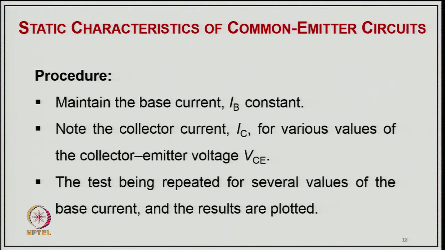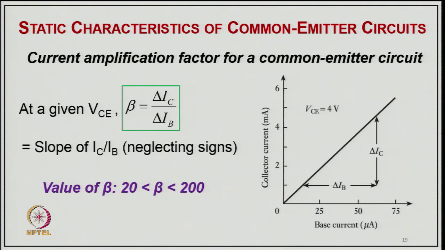But that is, you can call it, typically an independent variable, and IC is the dependent variable, because IC will be decided by the characteristic of the transistor. So the test is repeated for several values of base current, I mean IB, and the results are shown here. Typically, this is the base current versus collector current characteristic.